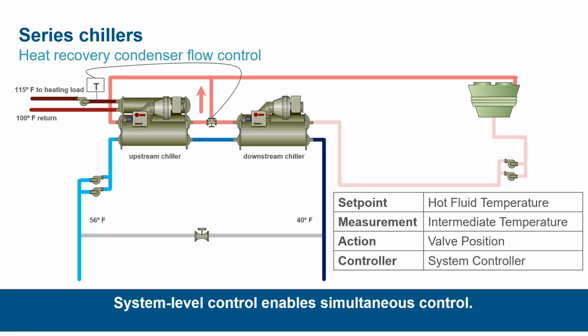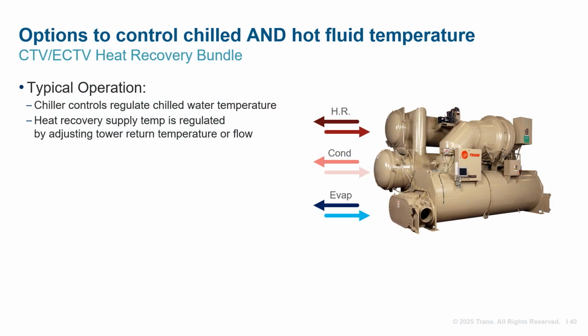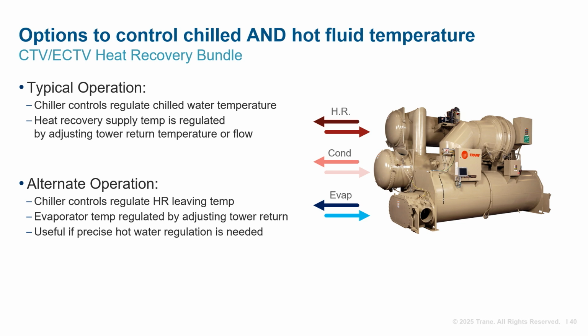fluid temperatures. To summarize, historically, we've been accustomed to chillers operating to maintain a chilled water supply set point. Heat recovery supply temperature control can be achieved by modulating tower return temperature or flow rate. Today's heat recovery chillers may control to a leaving hot fluid temperature, in which case the cooling supply fluid temperature is controlled through modulation of condenser flow or entering fluid temperature. In fact, Trane chillers can dynamically switch between the two.